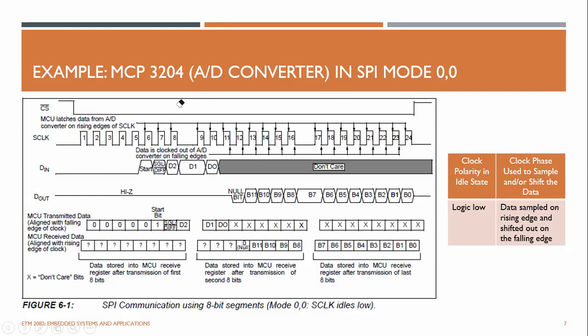Now, you can see this one labeled, all these are rising edges, right? So the MCU latches the data or samples the data on the rising edge of the clock. So these are the rising edges, you can see. So whatever data is sent from the master will be taken at the middle of this point, right?